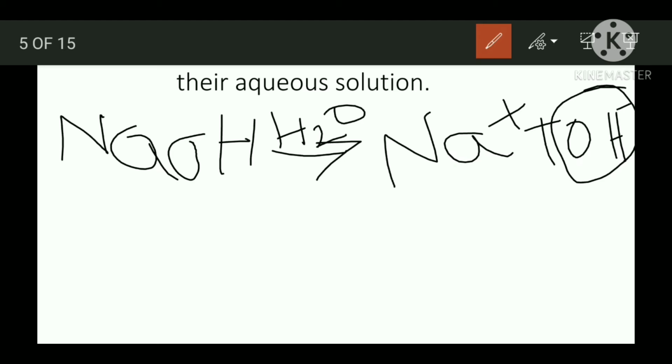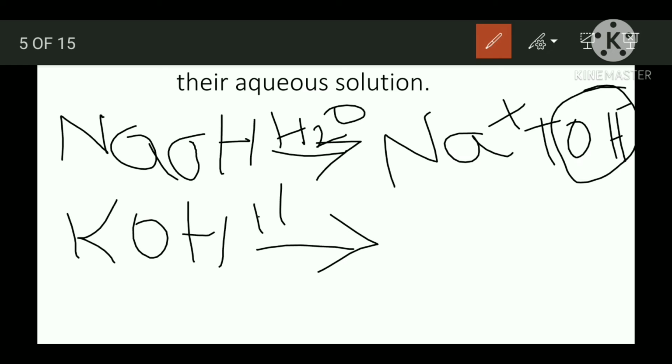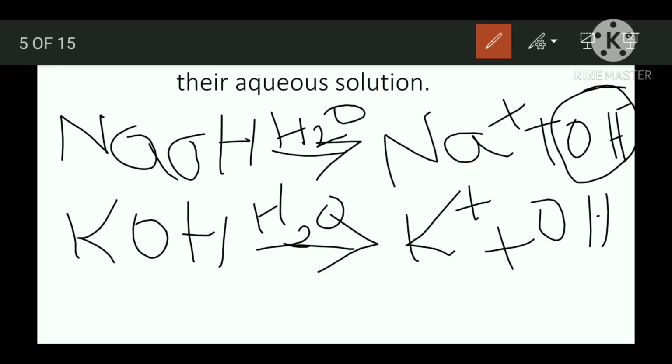And next, KOH. Take KOH and dissolve it in water. Here you will get K plus and OH minus. Again here you are getting OH minus ions. That means this is also a base.